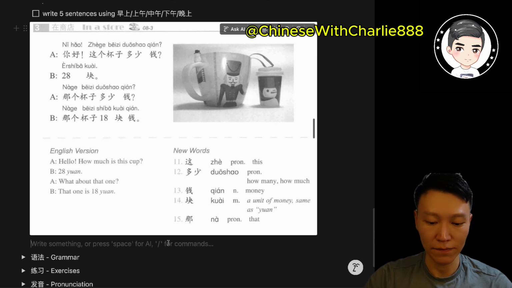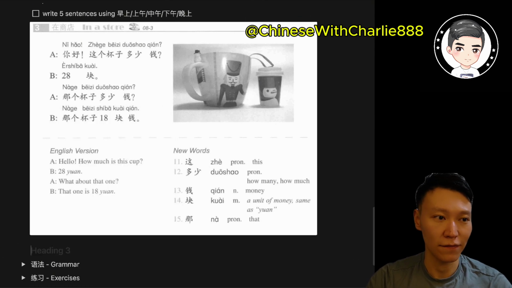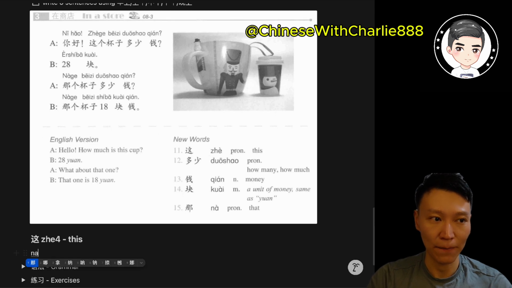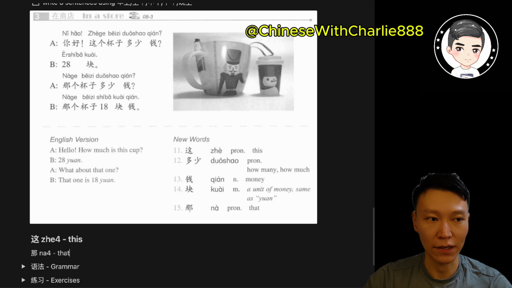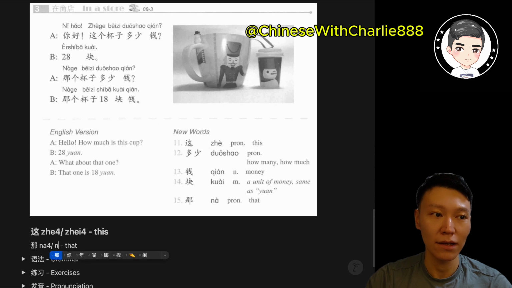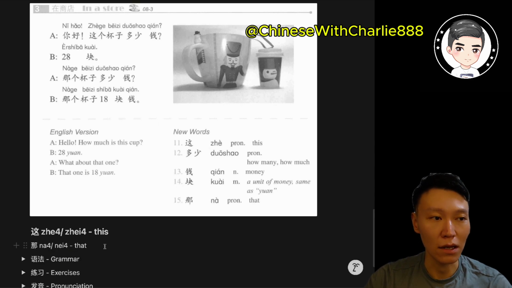The first one is 这. This character is interesting. 这 means this. So, most of the time we need to also know 那, which means that, right? But remember, this character has two pronunciations. You can say 这, you can also say 这. So the same, we have two pronunciations for this character. You can say 那, you can also say 内.